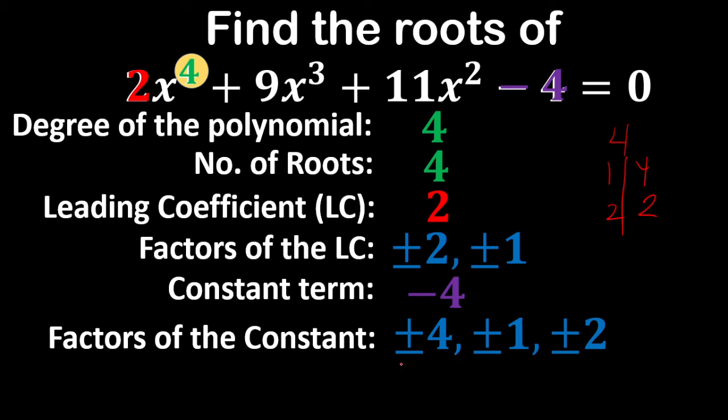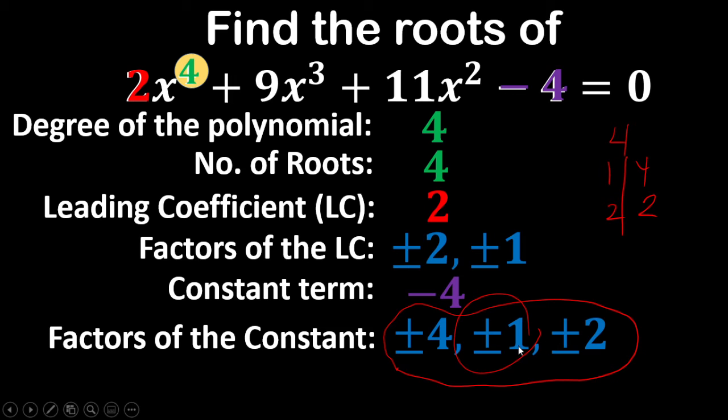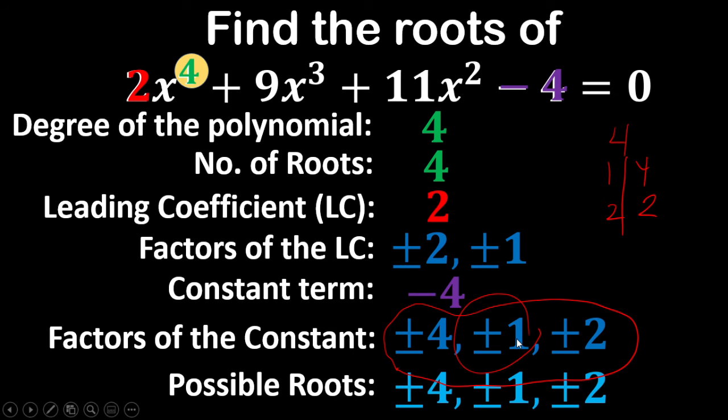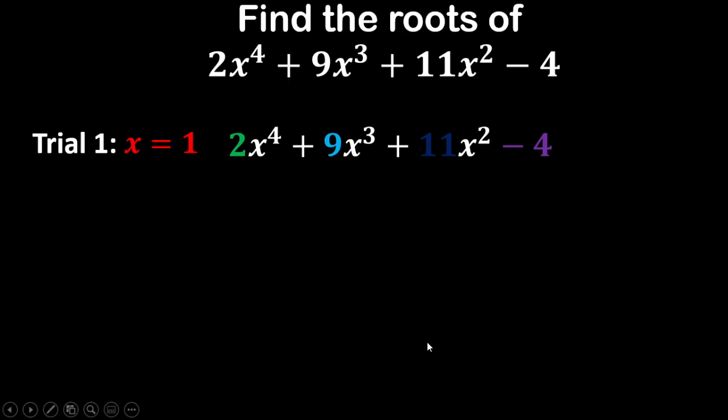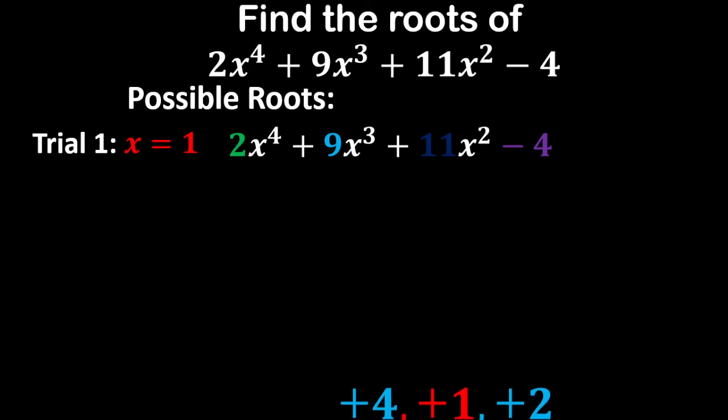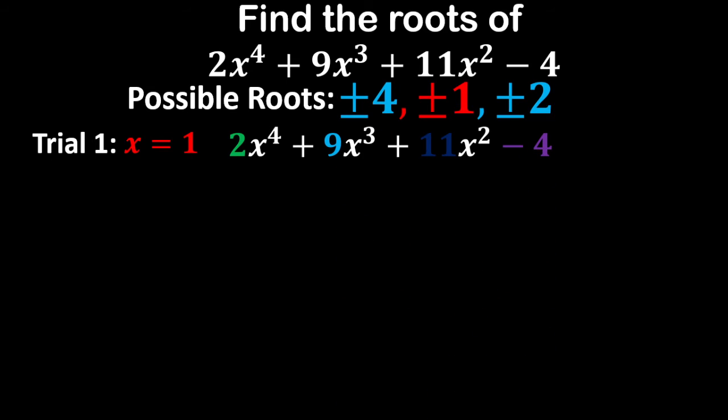Ibig sabihin, ito lang ang gagamitin natin sa ating trial and error. Anong pinakamadaling i-try dyan? Siyempre, ito. Siyempre, kung hindi yan, edi malas mo, try mo yung iba. Possible roots, positive, negative 4, positive, negative 1, positive, negative 2. Now, let's proceed. So, using synthetic division again, I-try muna natin yung 1.